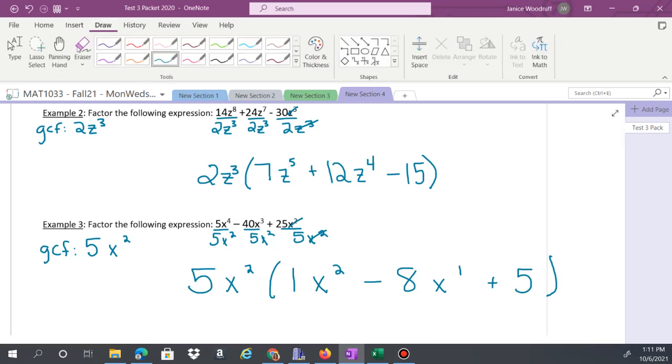Do we need the 1? No, we do not. So we're going to go ahead and erase the 1 in front of the x squared because there's something there. If it was just a 1 by itself, we would need it. And then this one here we do not need. So we have x squared minus 8x plus 5 inside the parentheses.